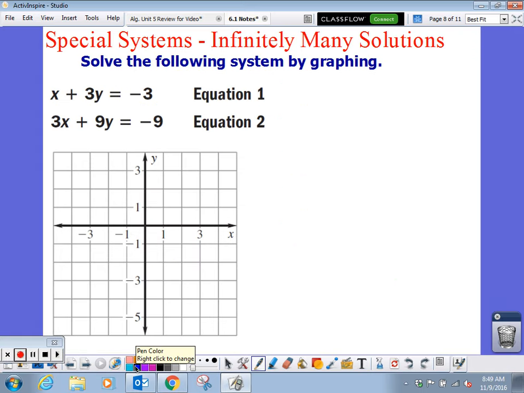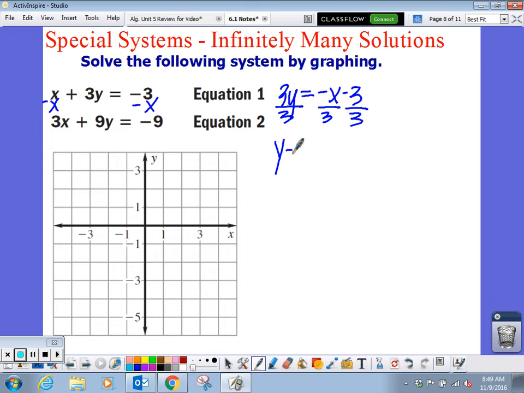Okay, we do need to do this one because it's a little bit different. So this first equation, I'm going to subtract x. So I have 3y equals negative x minus 3. I'm going to divide everything by 3. So we have y equals negative x over 3. I'm going to go ahead and write that as negative 1/3 x. Makes more sense. And then negative 3 divided by 3 is negative 1. And we'll graph that here in a second.